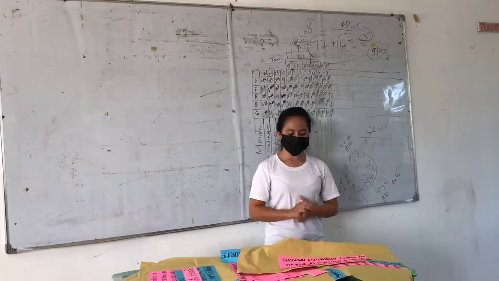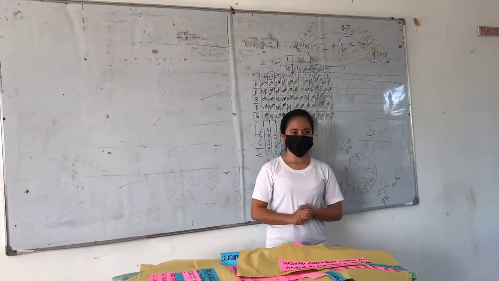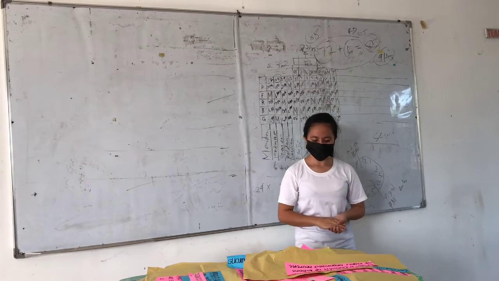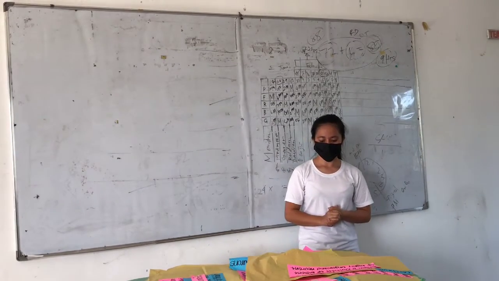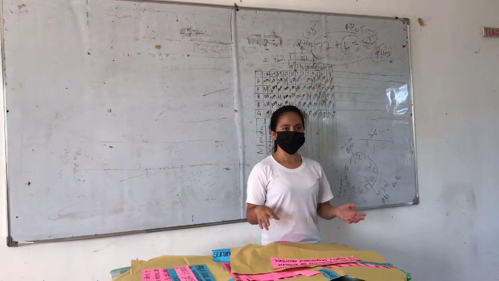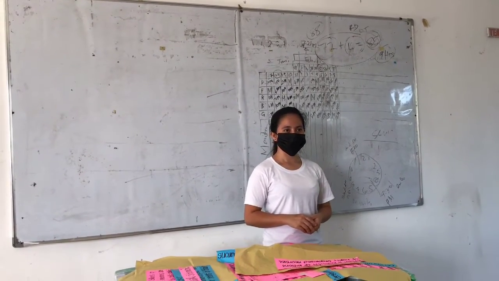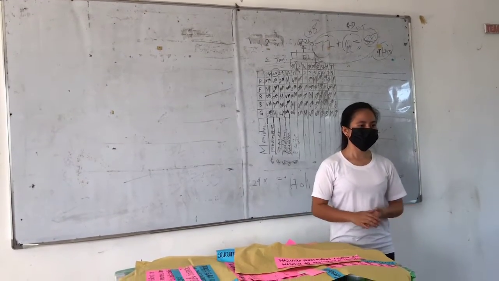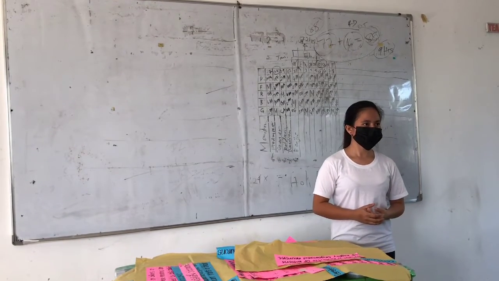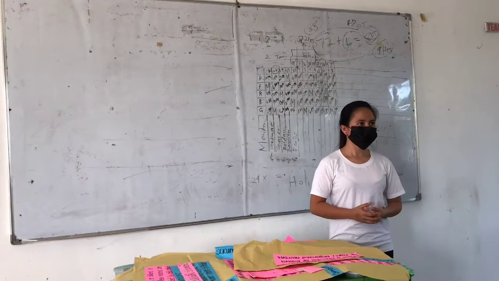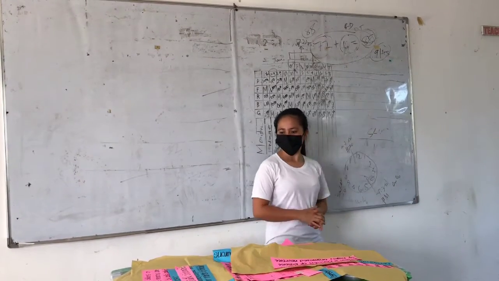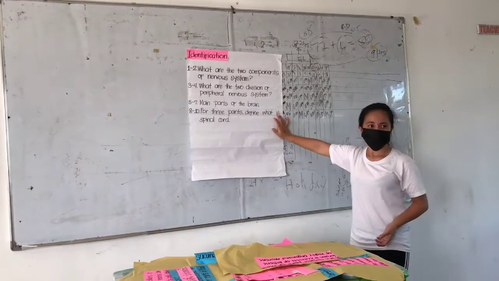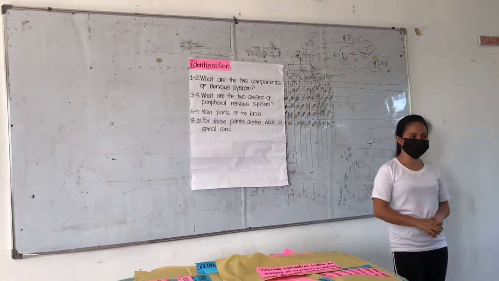So class, let's have a recap of what we have discussed today. What have we discussed today? Okay, Rina? Ma'am, we discussed the parts of the nervous system. Yes. Okay, Arshane? We also discussed the function of each part of the nervous system. Okay. What else? Erica? Ma'am, we also tackled how the nervous system performs its functions. Okay, very good. So, class, I give you 10 minutes to answer the identification. Yes, ma'am.